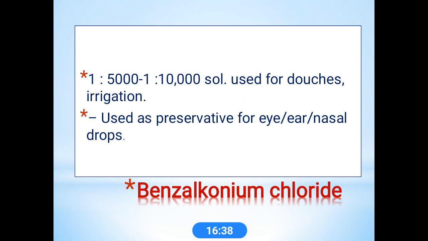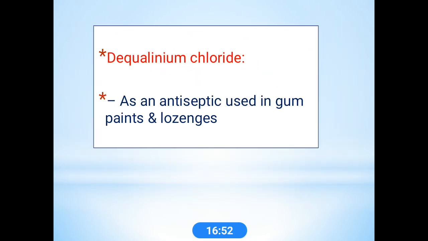Benzalkonium chloride, in a 1:5000 to 1:10,000 solution, is mainly used for douches and irrigations. It is a good preservative for eye, ear and nasal drops. Domiphen chloride is a good antiseptic used in gum paints and lozenges.